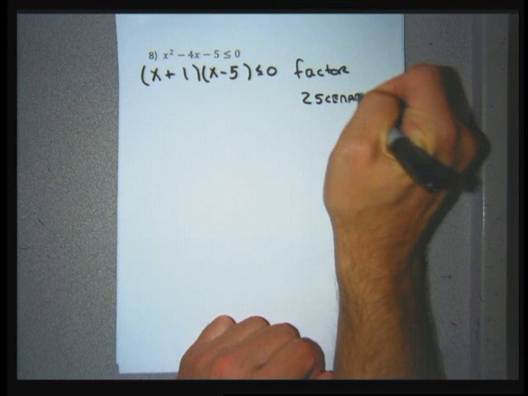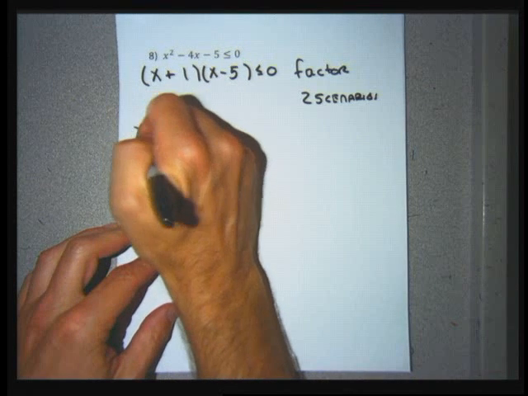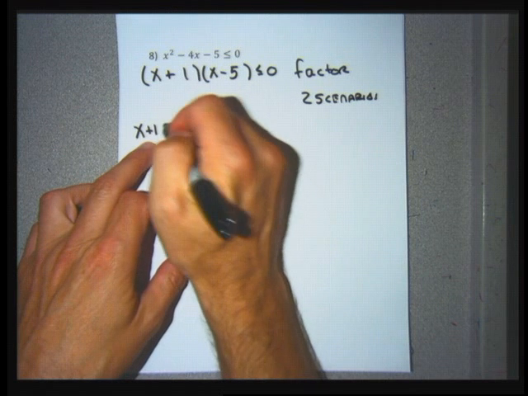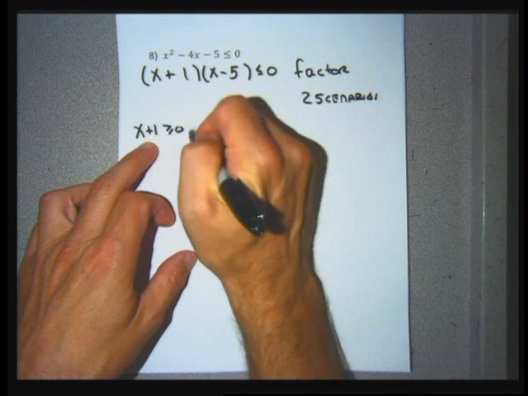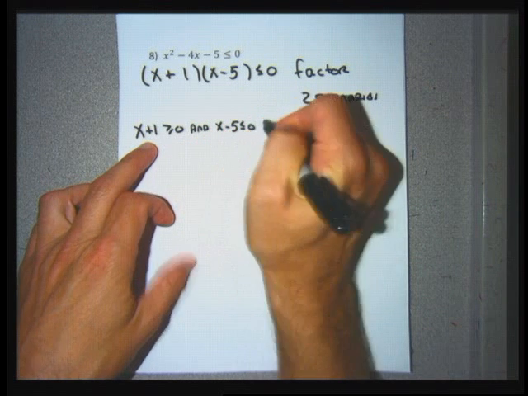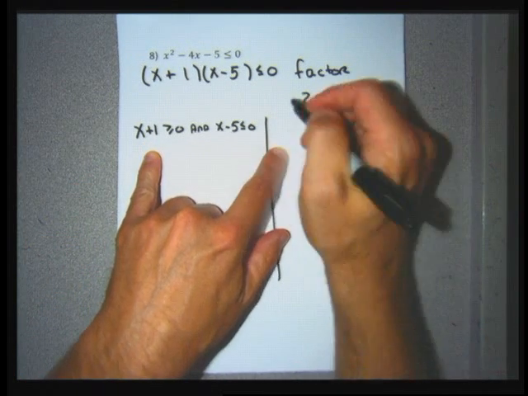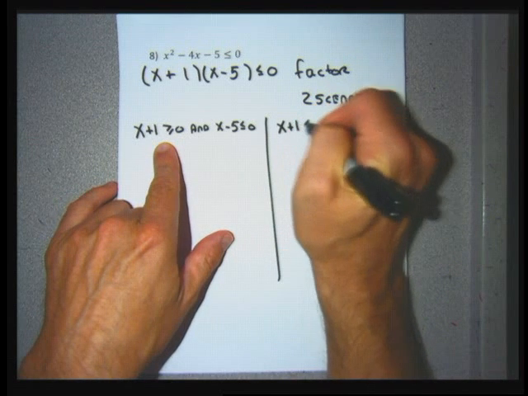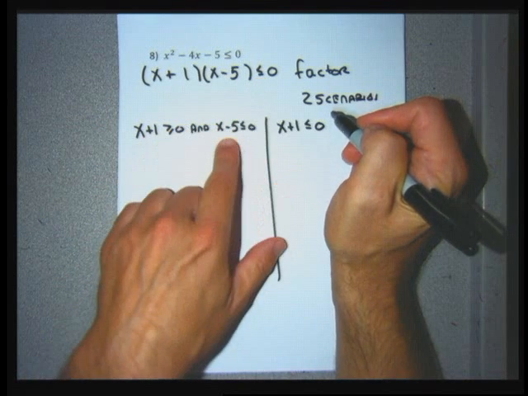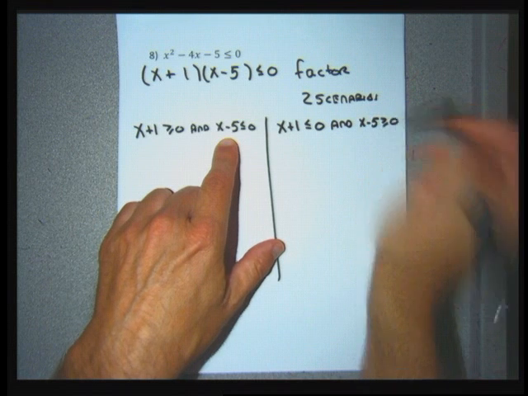And again, the scenarios are going to have opposite signs because of the less than or equal to. So scenario 1 is going to be the first x plus 1 I can make greater than or less than 0. It doesn't matter which I do first. Let me do the greater than or equal to 0. And then, because I want less than 0, the x minus 5 in this scenario needs to have the opposite direction, so it would have to have a less than. The second scenario would be the x plus 1 would actually be less than or equal to 0. For the whole product to be less than or equal to 0, this x minus 5 would have to have the opposite sign, and that would be x minus 5 is greater than or equal to 0.